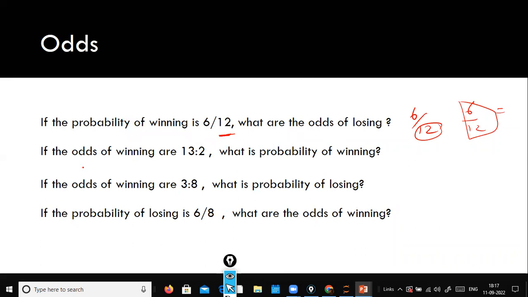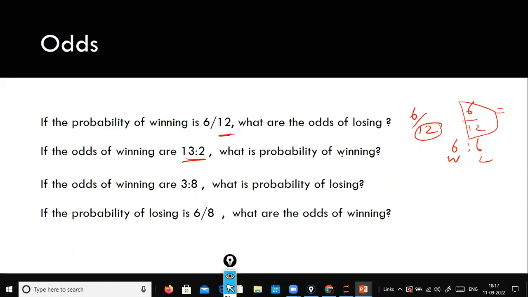Okay, the next question is, if the odds of winning are 13:2, what is the probability of winning? So now they have given the odds. If I write the odds of losing here, it is 6:6. There are 6 chances that he can win, 6 chances he can lose. I'll give you the clue: the left side of the column is your win, the right side is your lose. Now you tell me, if the odds of winning are 13:2, what is the probability of winning?